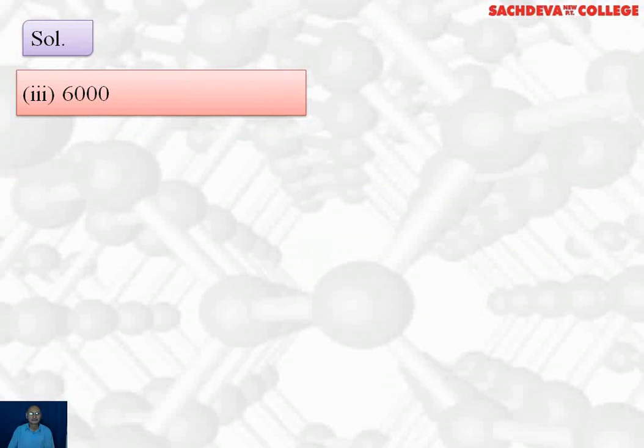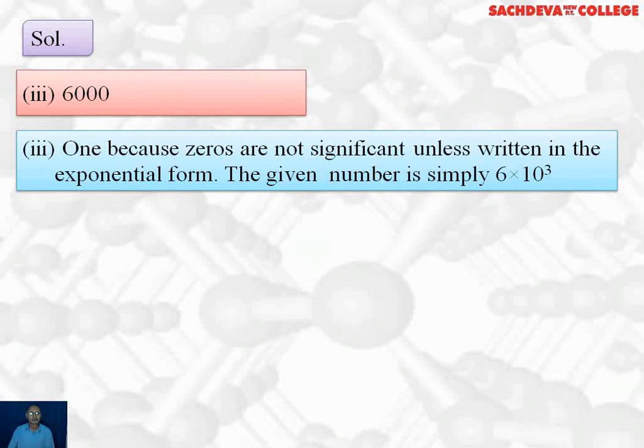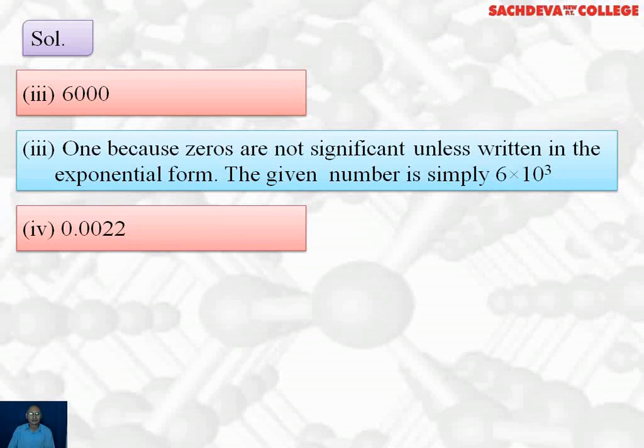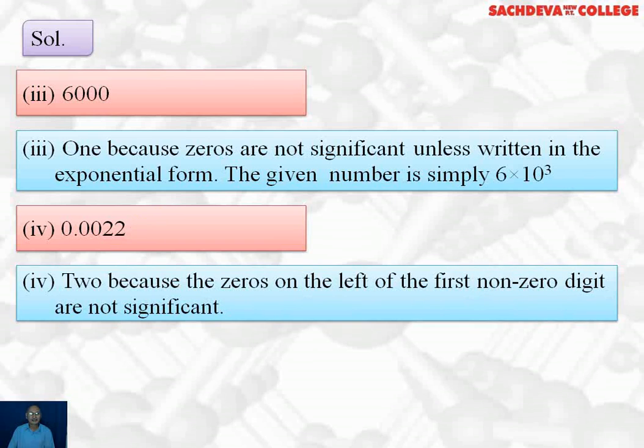Next question. How many significant figures are there in 6000? Correct answer is 1 because zeros are not significant unless written in the exponential form. The given number is simply 6 into 10 to the power 3 and 6 has one digit, that's why it has only one significant figure. 0.0022. Correct answer is 2 because the zeros on the left of the first non-zero digit are not significant.